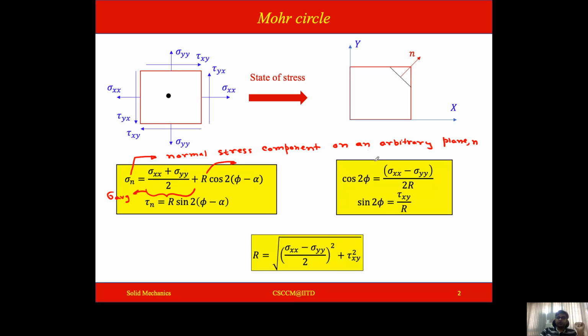So we also saw that cos 2 phi is sigma xx minus sigma yy by 2r. Basically, again from that triangle, you get both these results as you see here, and then this is r. So these are the things that we have discussed in Friday's lecture, right?